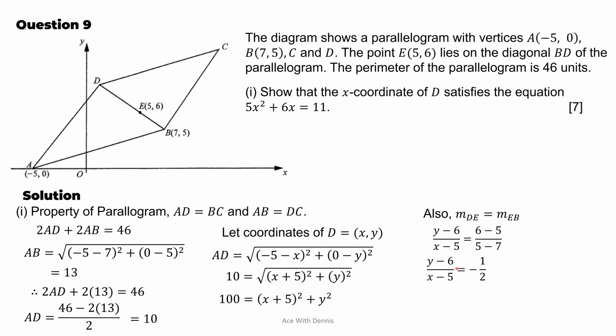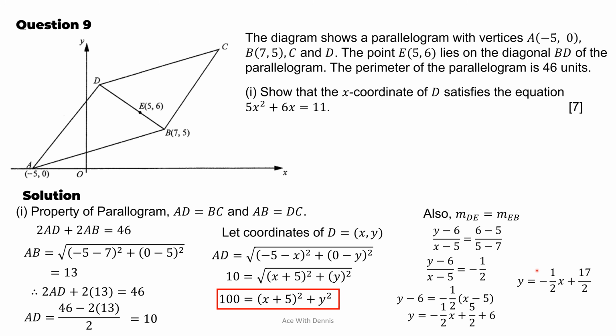So (y - 6)/(x - 5) equals -1/2. So y - 6 equals -1/2 times (x - 5), which means y equals -1/2 x plus 5/2 plus 6. Right? Therefore, y equals -1/2 x plus 17/2. So, remember this is the first equation we get. This is the second equation that we get from the gradient.